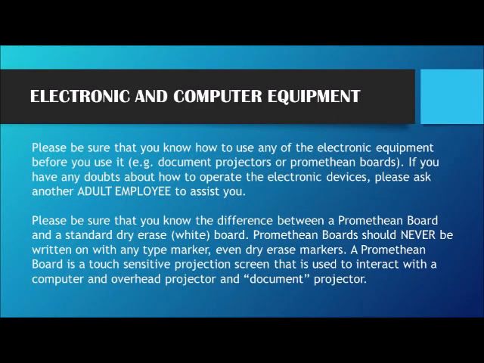Electronic and computer equipment. Please be sure that you know how to use any of the electronic equipment before you use it. That means document projectors or Promethean boards. If you have any doubts about how to operate the electronic devices, please ask another adult employee to assist you. Please be sure that you know the difference between a Promethean board and a standard dry erase whiteboard. Promethean boards should never be written on with any type of marker, even dry erase markers. A Promethean board is a touch-sensitive projection screen that is used to interact with a computer and overhead projector and document projector.